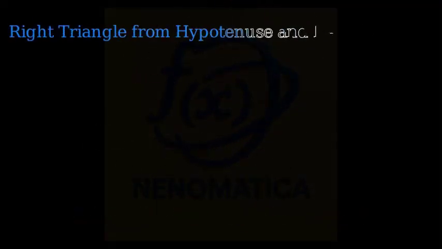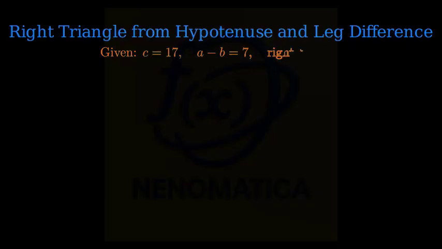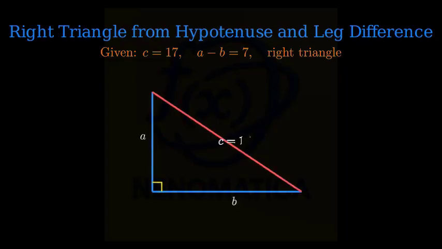In this lesson, we will find the two legs of a right triangle. We are told that the hypotenuse is 17, and that the difference of the legs is 7. We'll solve for the exact lengths, step by step. Let me draw a clean diagram. We'll call the vertical leg A, the horizontal leg B, and the hypotenuse C equals 17. Since A minus B equals 7, the vertical side will be longer than the base by 7 units.